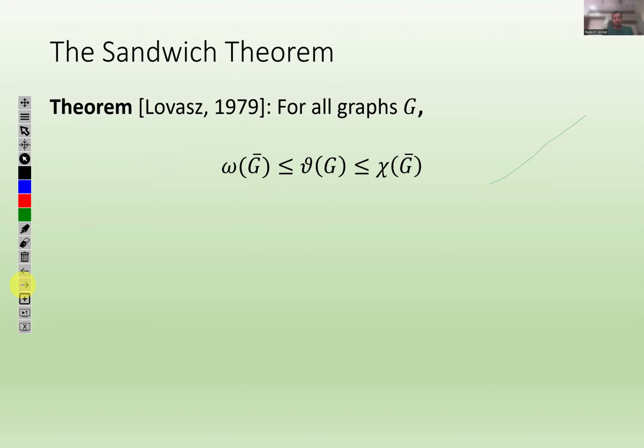Good. So let me immediately tell you the main result that we'll attempt to prove in this first part. It is called a sandwich theorem, and it states that the theta function of G, that is, the minimum value of an orthonormal representation for G, is sandwiched between two quantities related to the graph. The first one is that it is at least omega of G bar, which is the clique number of G complement, and it is at most the chromatic number of G bar. So this is going to be our main result.